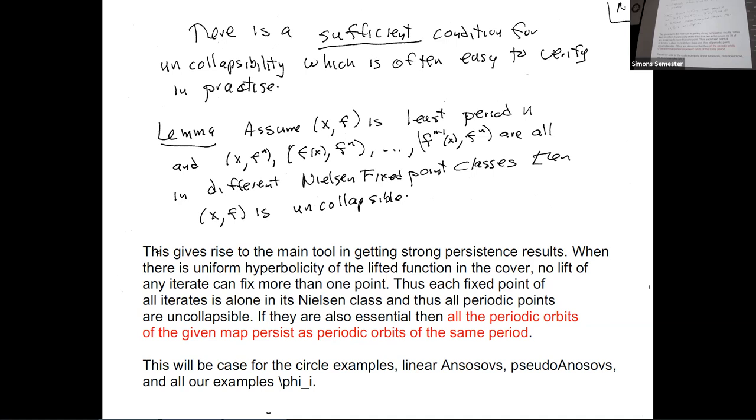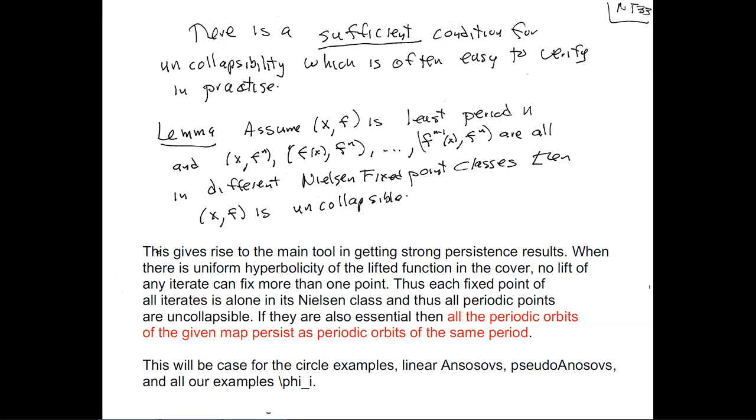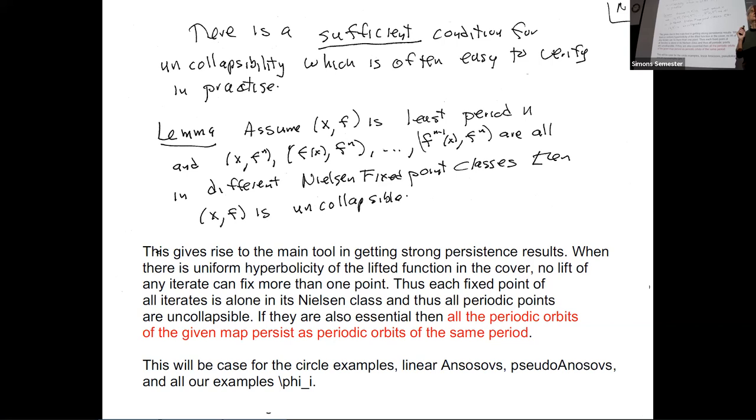Excuse me, about this lemma, do you really need that all of these endpoints be in different Nielsen classes? This is just a sufficient condition. It's not necessary, and there are weaker versions of this using lesser periods. This is just the one I'm going to use. You're right, there are weaker conditions. This is not necessary and sufficient.